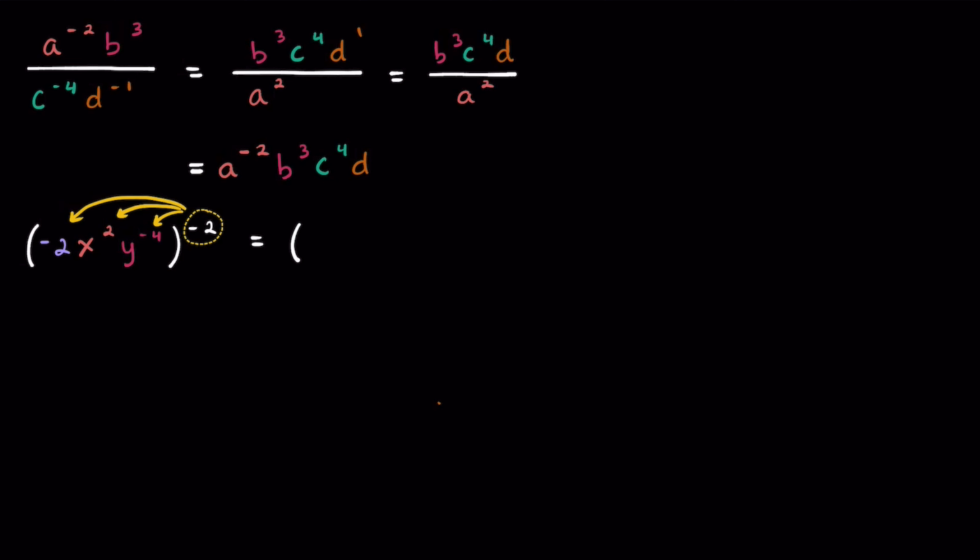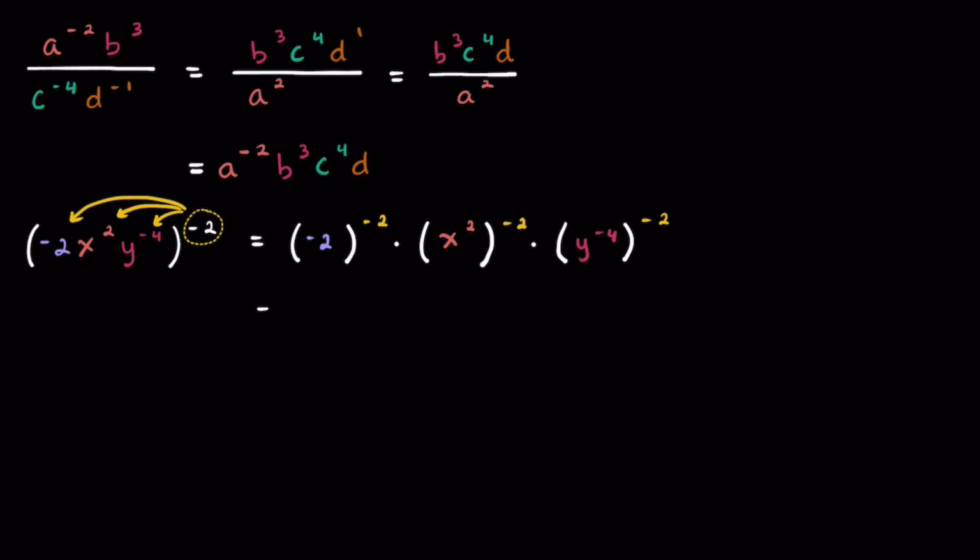So for this first base, what we have is this negative 2, and that's negative 2 to the positive 1 power, but then it's being raised to the negative 2 power, just like this. Then for the second base, what do we have? We have this x to the second power, and that's also going to be raised to the negative 2 power as well. And then finally, we have our third base of y to the negative 4th power. So I'm going to write y to the negative 4th power, just like that. And that's going to be raised to the negative 2nd power as well.